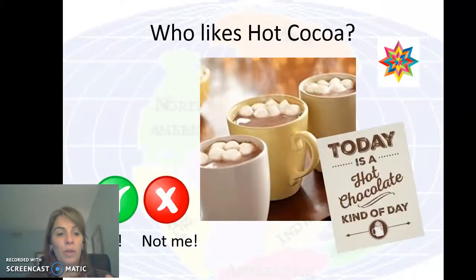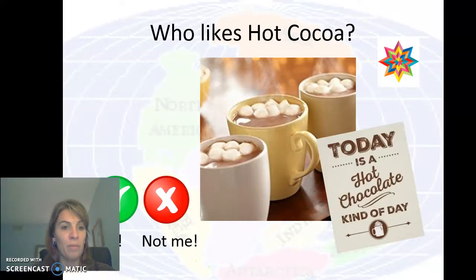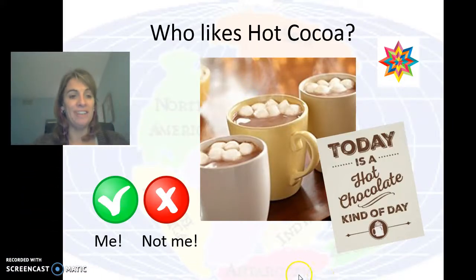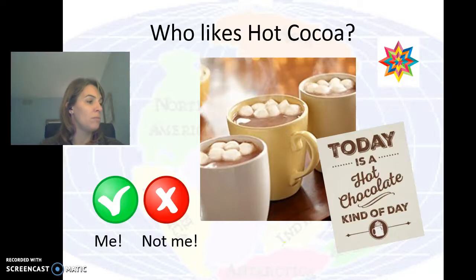Okay, so hopefully you have your Google form open. Okay, who likes hot cocoa? This is your first question. Everybody should get this right, and this question is obviously based on you and if you like it. So there's no right or wrong answer here. Who likes hot cocoa? So you're going to enter this into your Google form. Green check means yes, I like it. Red X means no, I don't.